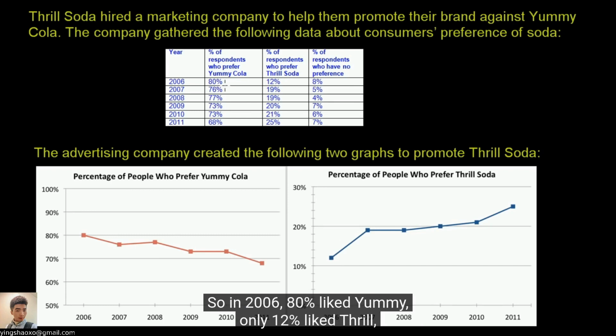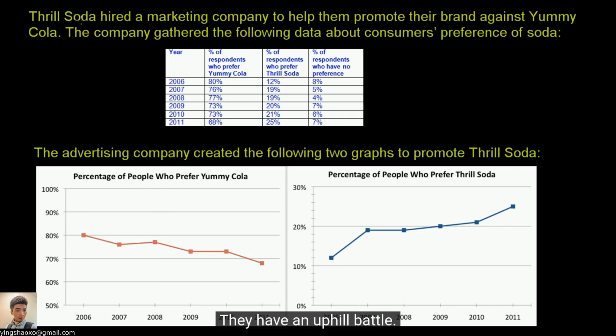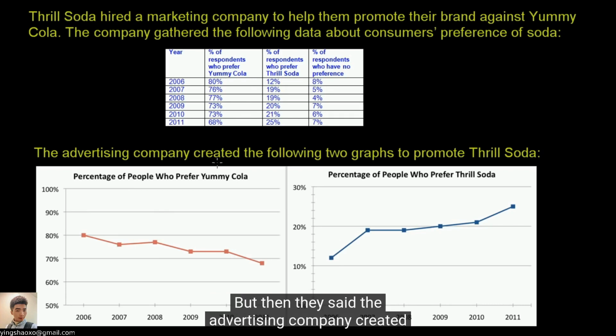In 2006, 80% liked Yummy, only 12% liked Thrill, and 8% didn't like either one or had no preference. So here you see that many more people liked Yummy Cola than Thrill Cola. Thrill Cola definitely has an uphill battle. But then the advertising company created the following 2 graphs to promote Thrill Soda. So let's see what's happening.